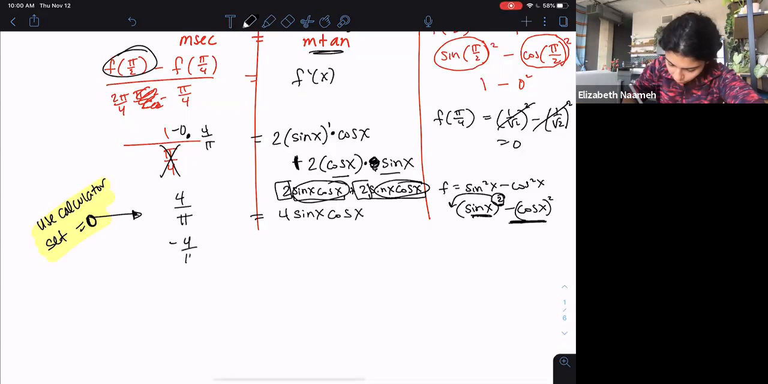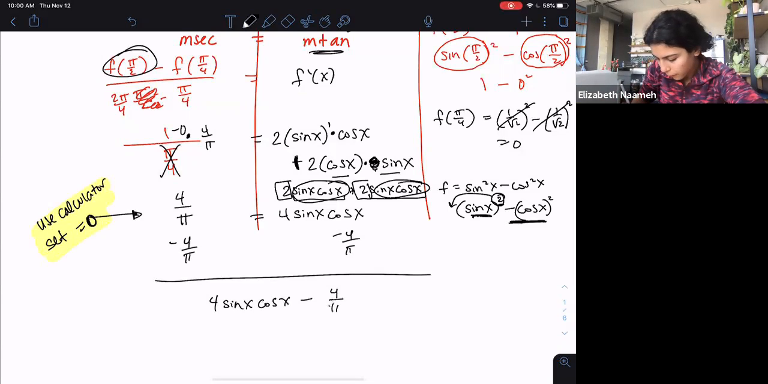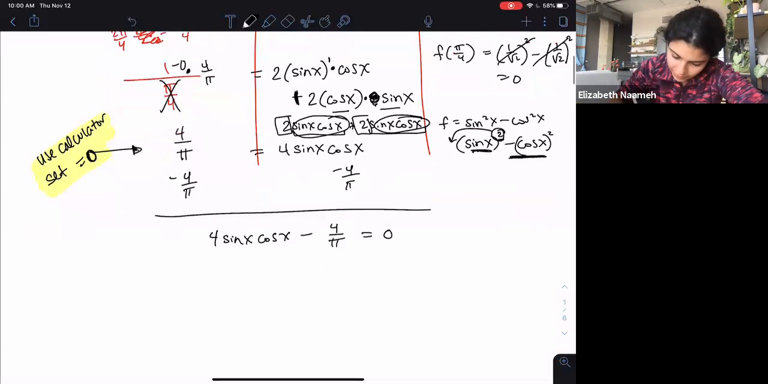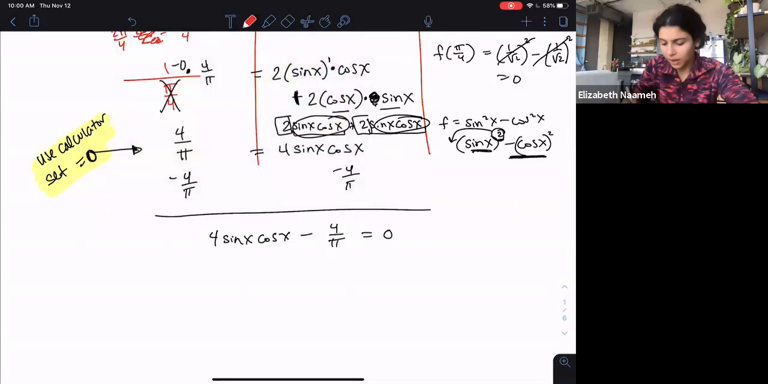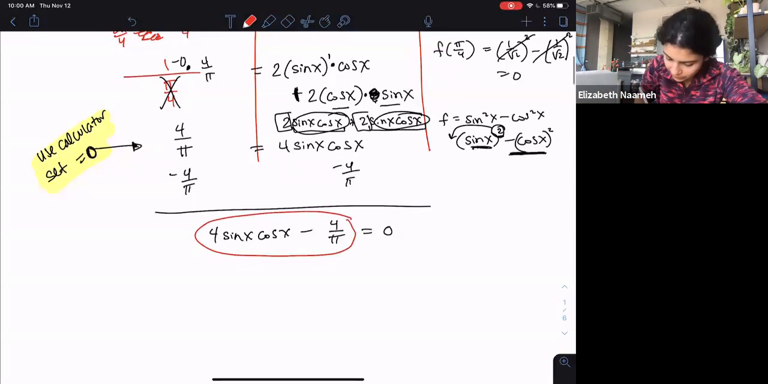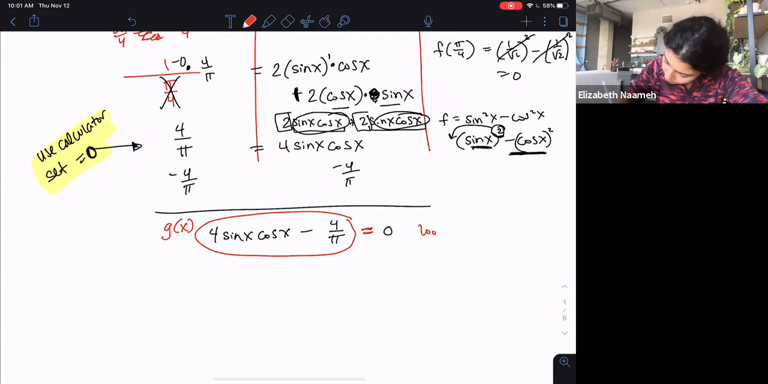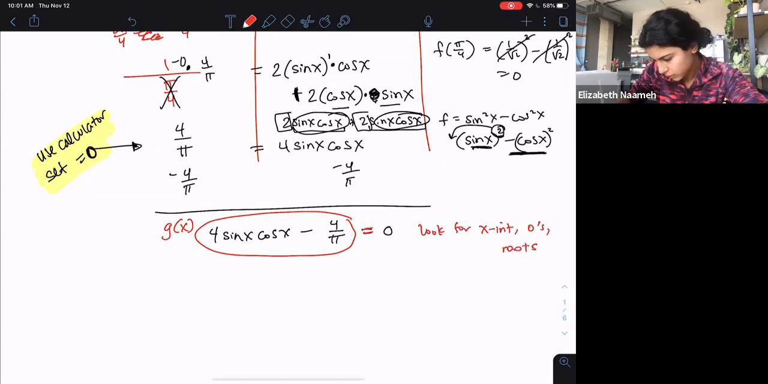So I'm going to subtract 4 over pi on both sides. Here's my new equation: 4 sine x cosine x minus 4 over pi equals 0. Everybody okay? Now, this is how we'll use our calculator very cleverly. This left-hand side, let's just give it a name. Let's call it g of x. We're going to say that that is a function. And if I'm setting it equal to 0, that means on a graph, I am going to look for the x-intercepts or the zeros or the roots.